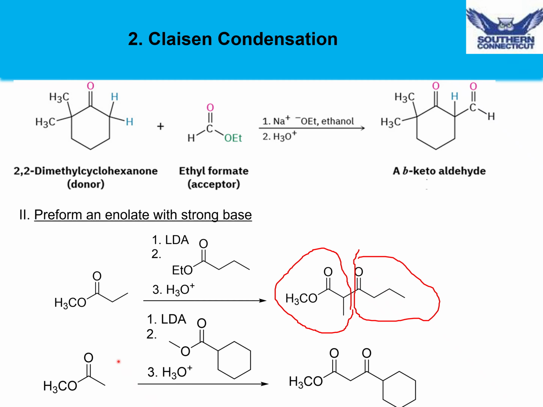In the last example on this slide, we have again an ester, and we're going to add LDA to form an enolate at this alpha carbon. That would react with another ester molecule, forming a beta ketoester.